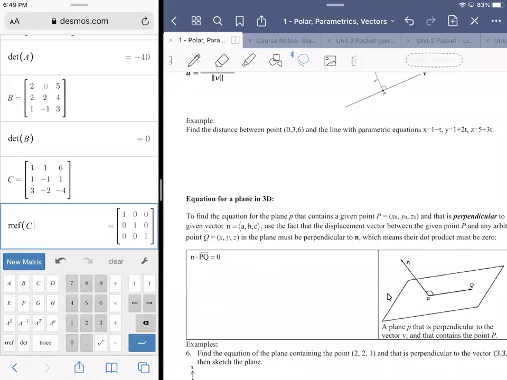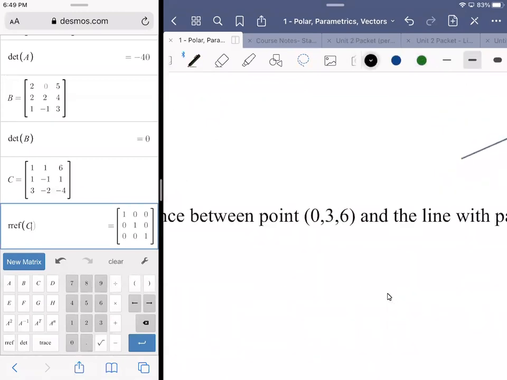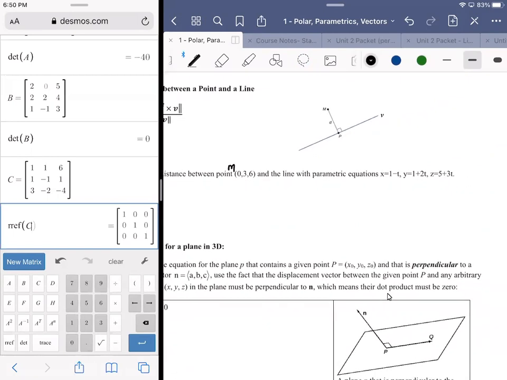All right, so in terms of the skill though, find the distance between (0, 3, 6) and the line with parametric equations given. So PM is the displacement vector between a point on a line and a point in space. We have the distance between point (0, 3, 6) and the line with those parametric equations. The assumption here is that we're referring to point M with those coordinates. Now point P, we're going to pull that. So we're going the other way here. We're pulling it from the parametric equations.